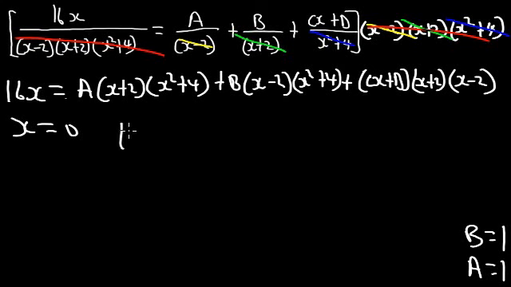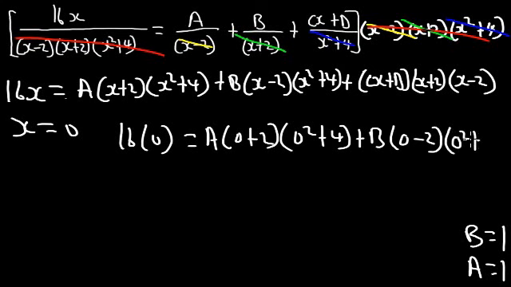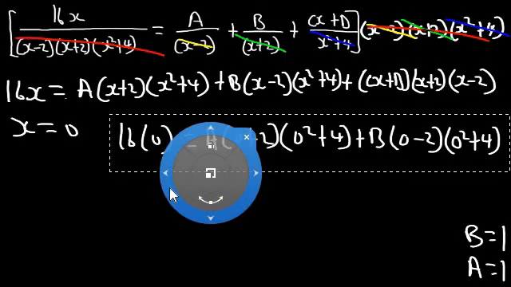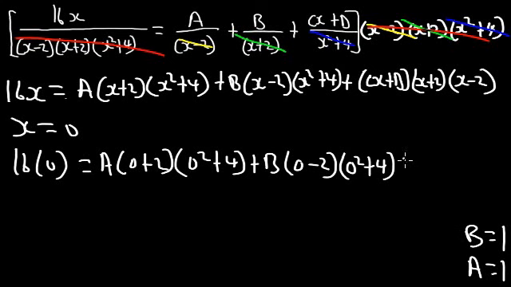At x equals 0, 16 times 0 equals a in the bracket of 0 plus 2. I'm plugging in everything directly. 0 squared plus 4, just to keep things easy. Then plus b in the bracket of 0 minus 2. Then we have 0 squared plus 4. And we have plus cx, which is 0. Left over is just d in the bracket of 0 plus 2, then 0 minus 2. That seems too long.